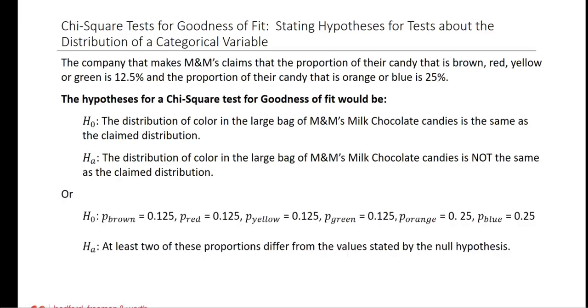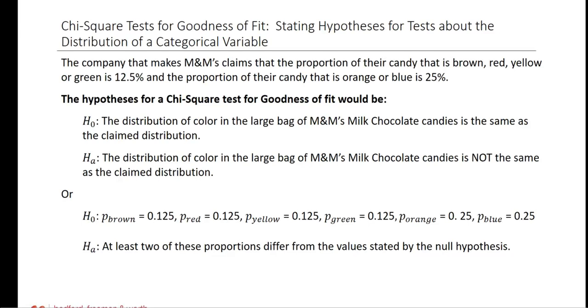So you can say it in words. I think that's easier actually, or you could use actual percentages there, but you don't have to state what each percentage is. So you can just say the null is whatever the company claims, those percentages are true. The alternate is we think those aren't true. That's pretty much what the null and alternate are in whatever the context is. And so I like the way they said that last one. They said at least two of the proportions differ from the value stated by the null. That's typically what we're looking for.